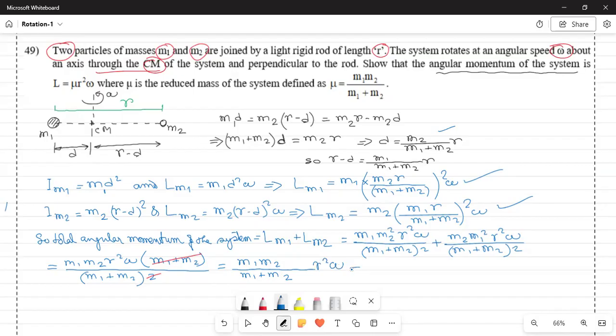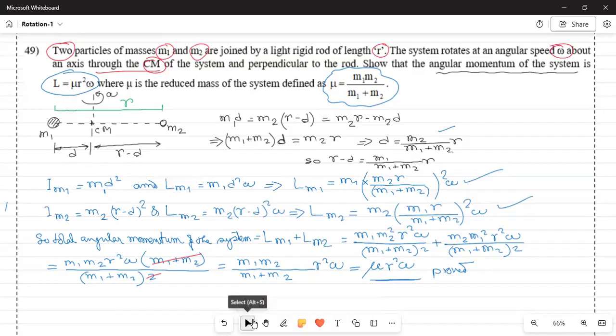In the problem it is given that mu is equal to M1 M2 divided by M1 plus M2. So this is equal to mu r square omega. The question said, show that the angular momentum of the system is L equal to mu r square omega, where mu is this. So this is proved. Now we shall go to the next question.